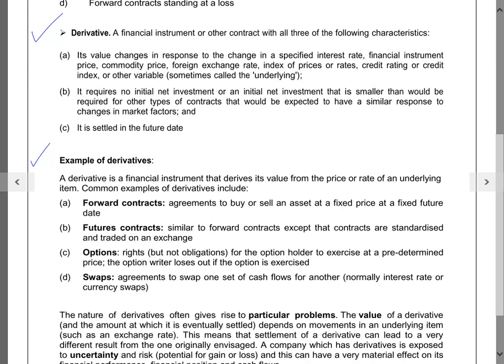So example of derivative would be forward contract, futures contract, share option. We did discuss what is share options. You can buy the company share in the future at a specified price. That is one of the derivatives. And swap. Have you learned swap? No.